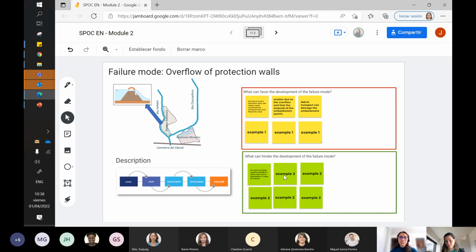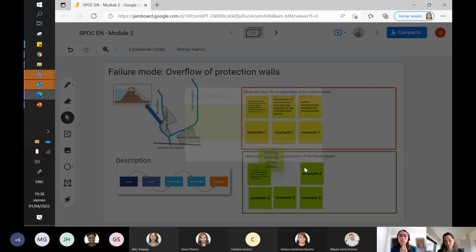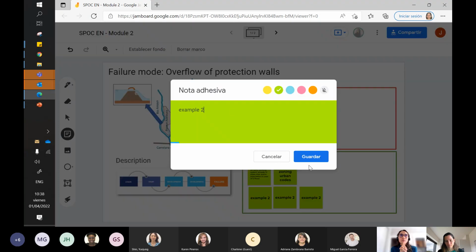Make the wall bigger and stronger. That's a solution. So be careful with that, because we don't want that. That's a solution. And the type of material to be used. Okay. Yes. So if it is considered in the design, that's a factor that could both hinder or favor the failure modes, because if we're using loose material, that can even favor the failure of the wall.